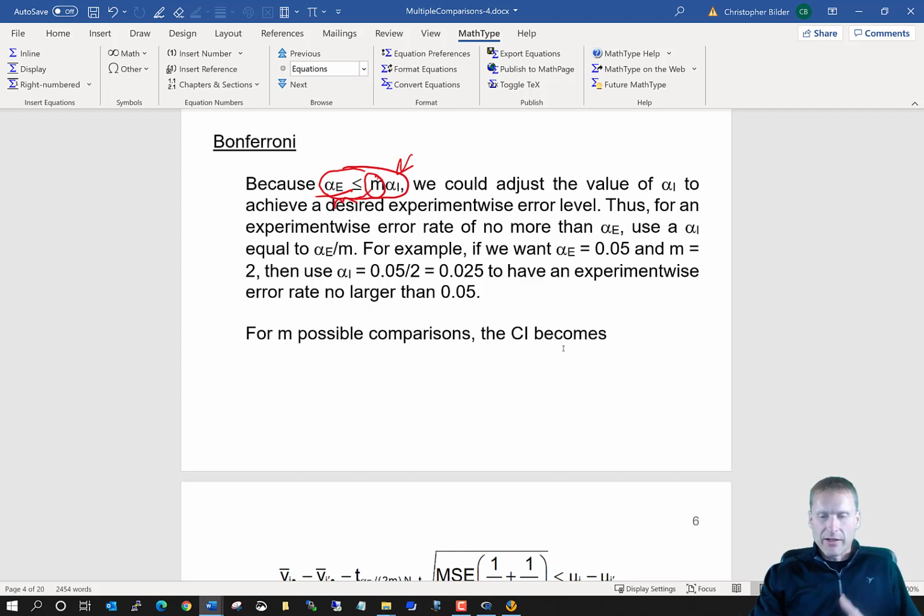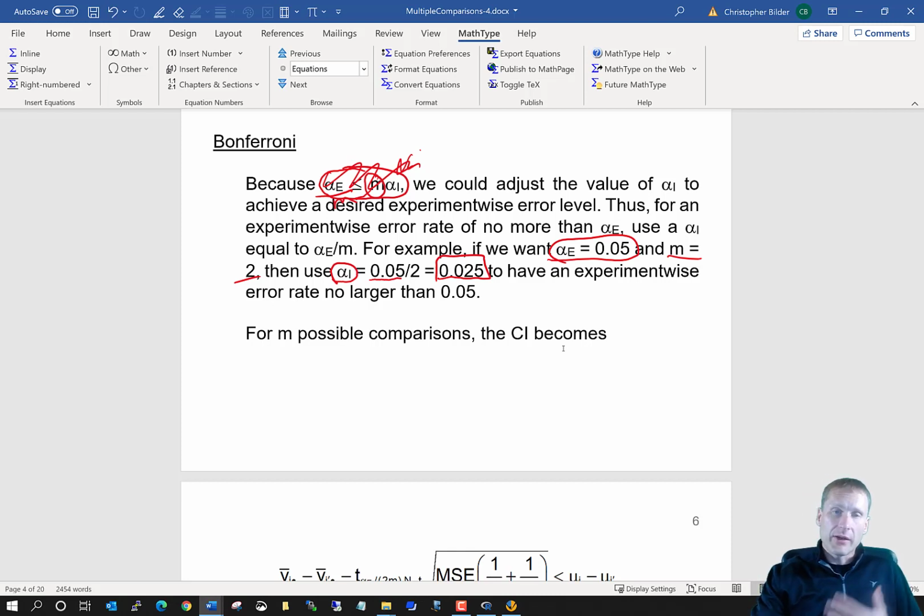So notice what happens then. Well, let's look at an example first. Let's say that we want alpha sub E to be 0.05 and M was equal to 2. Then simply what we would do is take alpha sub I and set that equal to 0.05 divided by 2. And so now in the Fisher's protected LSD procedure, wherever we would have normally put 0.05, now we're going to put 0.025.